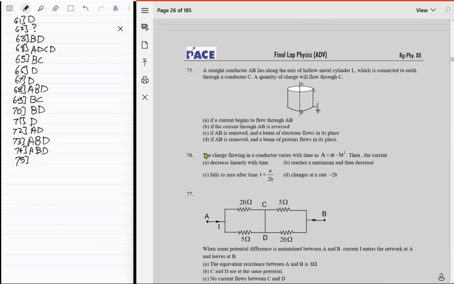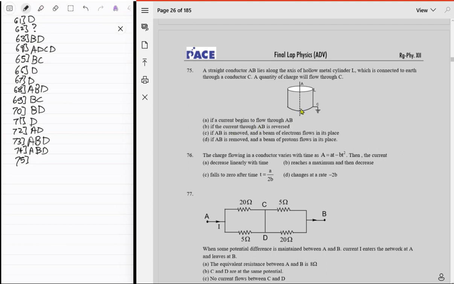75: A straight conductor AB lies along the axis of a hollow metal cylinder L, which is connected to Earth through a conductor C. The quantity of charge will flow through C. Okay, straight conductor AB lies along the axis of a hollow metal cylinder connected to the Earth through a conductor C. Oh, it's like a hollow cylinder. Okay, cool. Quantity of charge will flow through C.